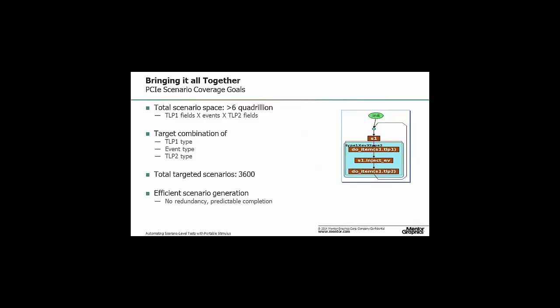And if you do this reduction, you end up with 3,600 combinations, which is much more realistic. That's something that you can simulate in seconds or minutes. And there's no redundancy, so the completion is very predictable, how long it's going to take. You're not going to run for weeks.